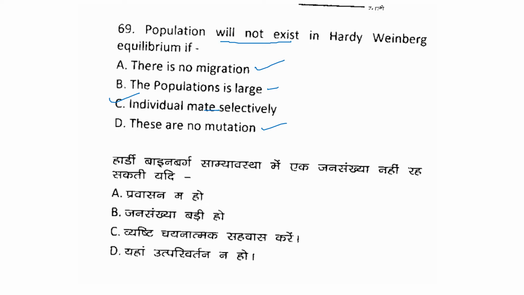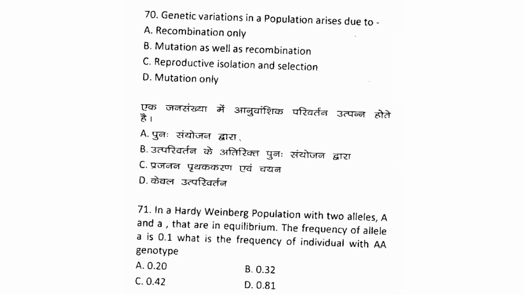To maintain the Hardy-Weinberg equilibrium, they should mate randomly. Now the next question is: genetic variation in a population arises due to? It arises due to recombination, it arises due to mutation. So the correct answer will be mutation as well as recombination.